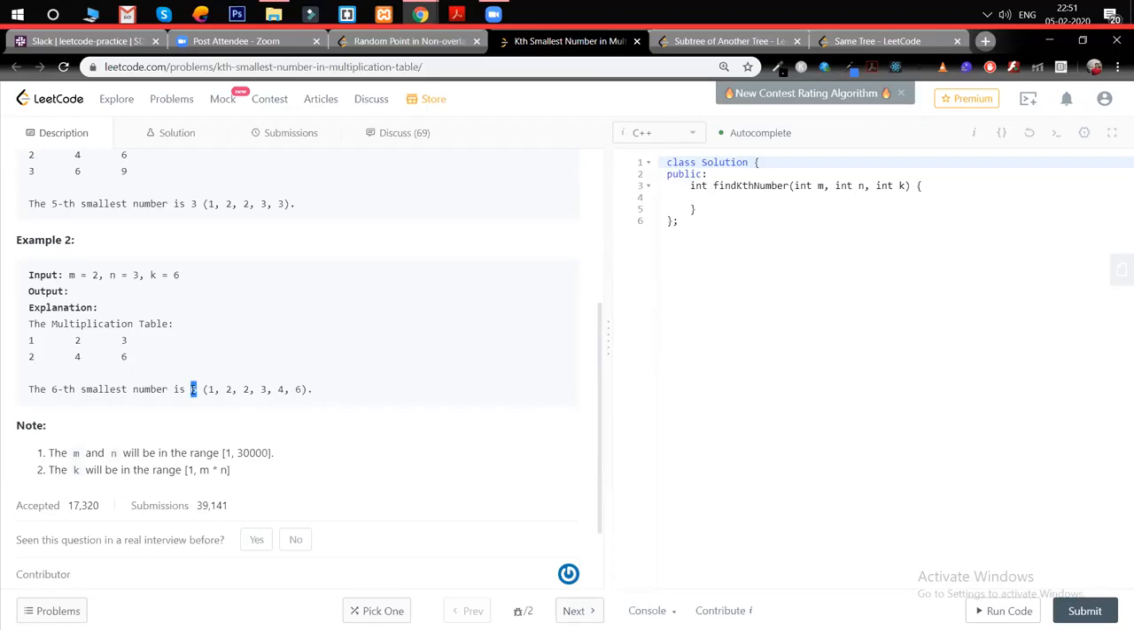So we just have to plot a multiplication table, and return the kth smallest number out of this multiplication table. Any questions regarding the problem description?